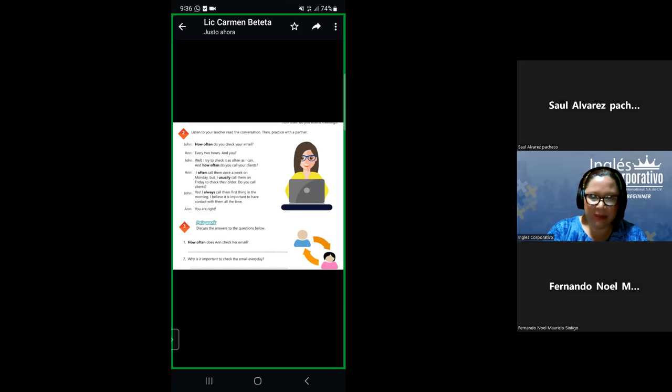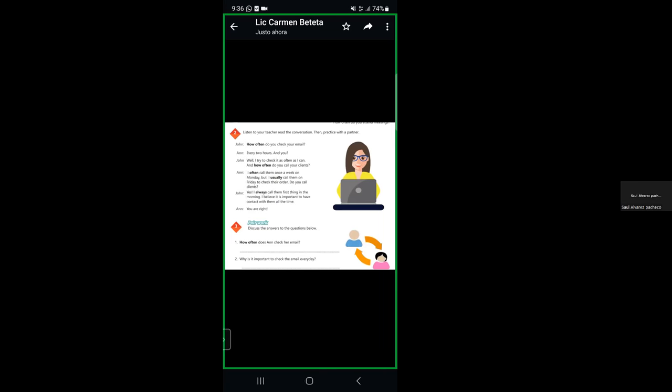Remember how does it say? It says, I check it, right? Well, I try to. Yes. Okay. Say it again, check. Fernando. El párrafo tres. Yes, the third paragraph. Okay. Well, I try to check it as often as I can.